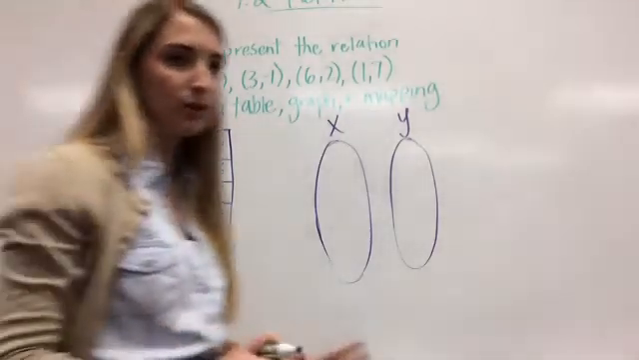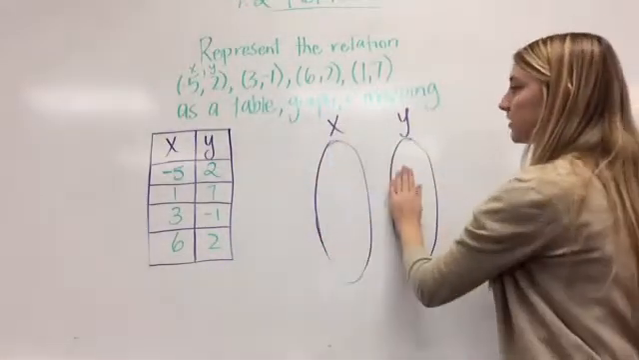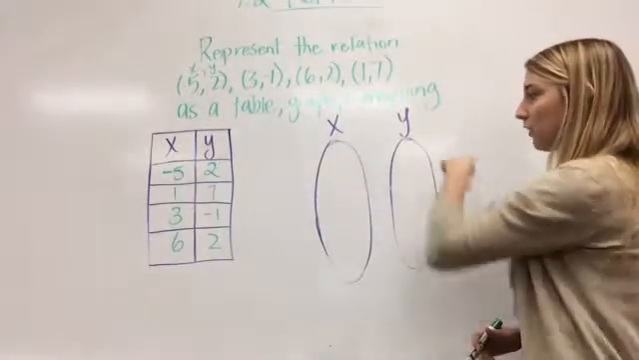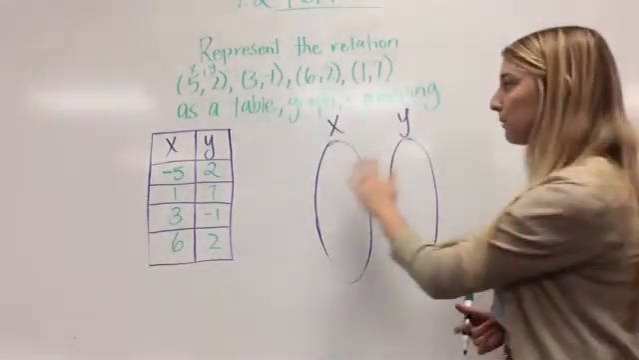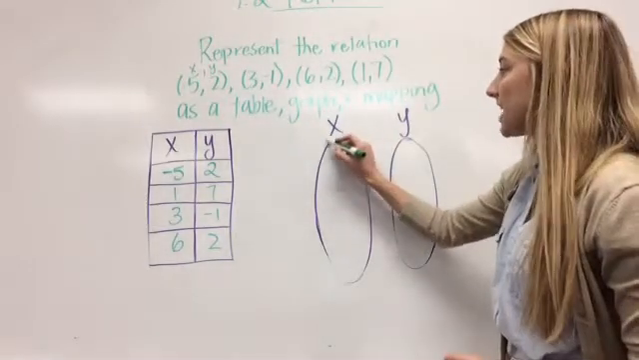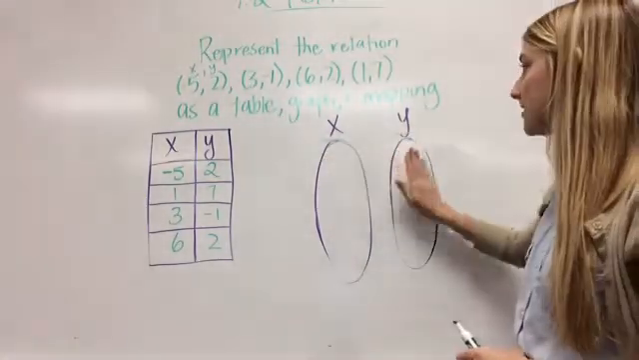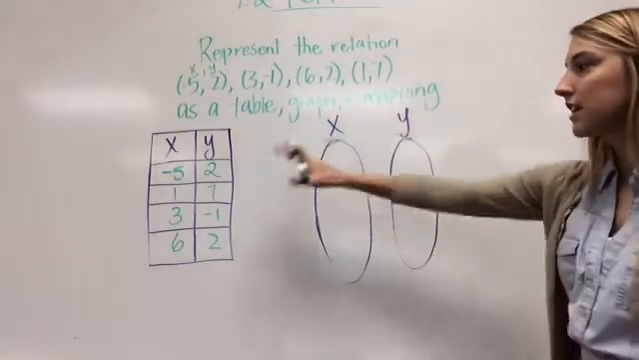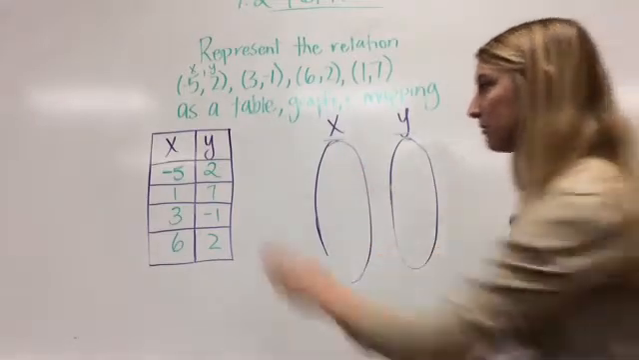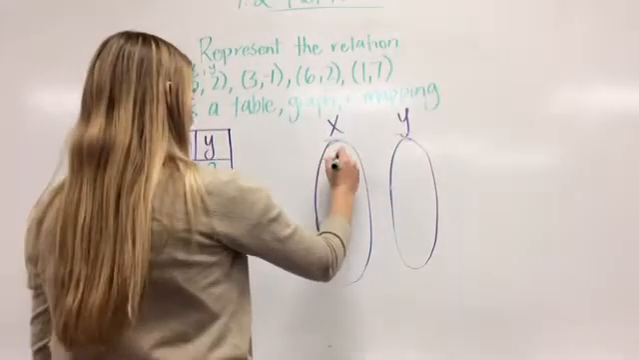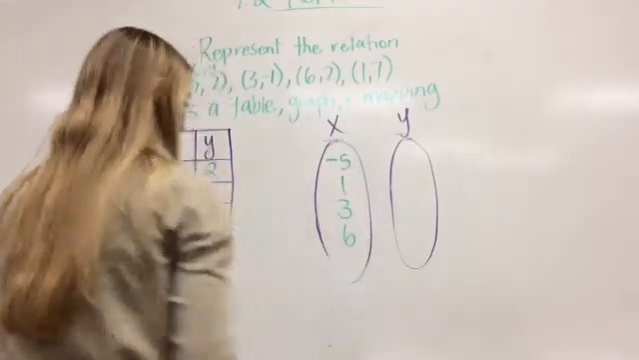Mapping is very similar to a table, but instead of a box with rectangles, we have 2 ovals, as you can see. So go ahead and copy these blank ovals in your composition book. Make sure you have room to write inside them, because we will be writing. And you'll always want an x on top of the left circle and a y on top of the right circle. So x goes with the left and y goes with the right. And I'm just going to copy these numbers into my x column from my x table, okay? So -5, 1, 3, and 6.